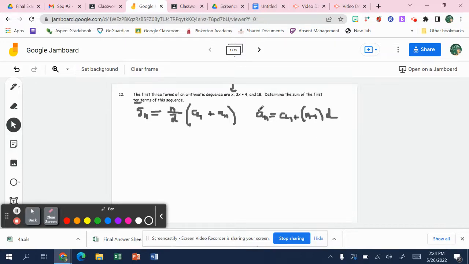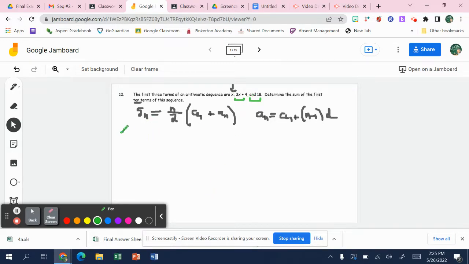Well, once again, I'm trying to find an. I know a1 is going to be x. I know n minus 1 because n is 10, but I don't know d. So let's go ahead and find d. Remember, when you're trying to find the common difference, I do that by taking a2 and subtracting a1. And then if I take a3 and subtract a2, those two common differences have to be equal. So I'm going to set up an equation to do that.